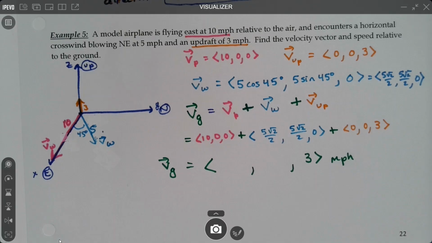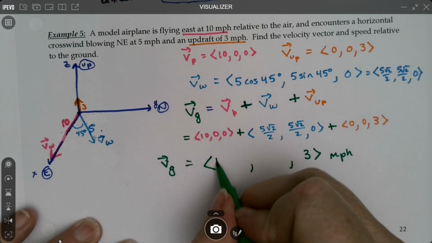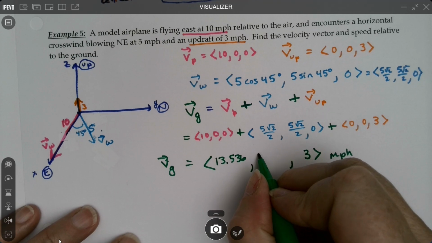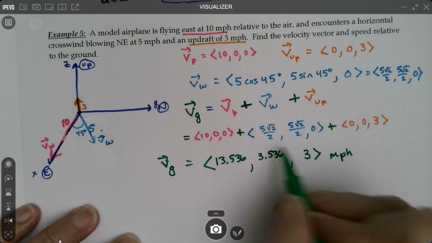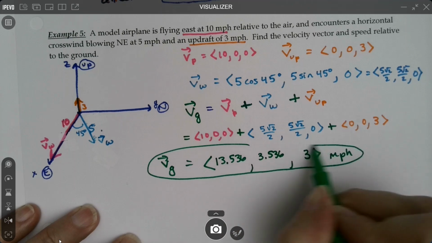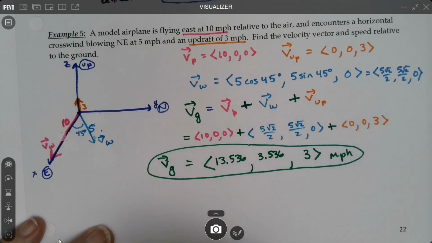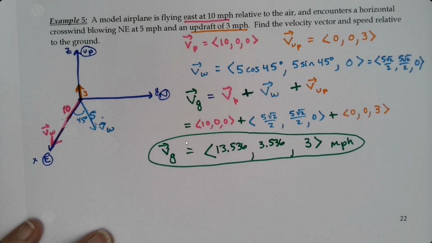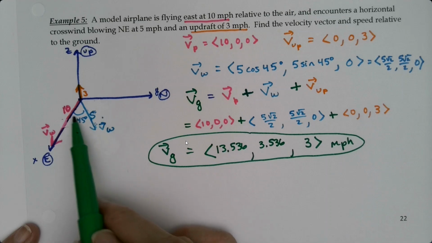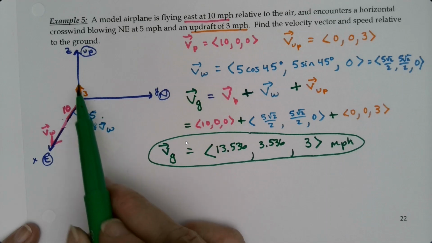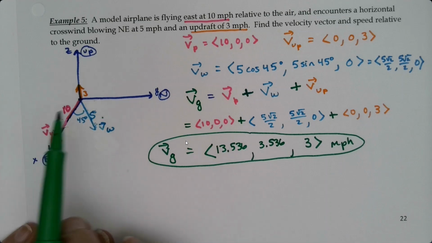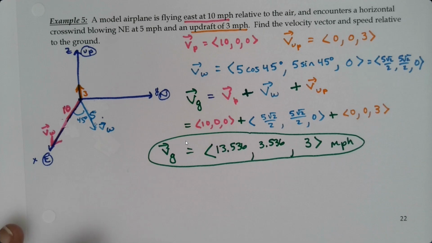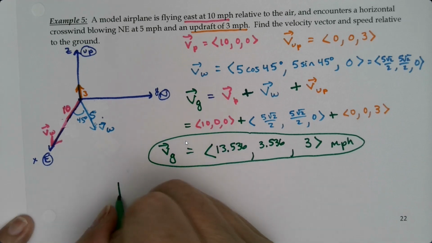So let me write those down. 13.536 and 3.536. And there we have our velocity with respect to the ground. Lovely. Now we don't need direction, right? Because we know the direction on the compass headings, and then we know the uplift, right? But together they're going to combine to make this vector kind of pointing out into space that you can't deal with. But you can find the speed.